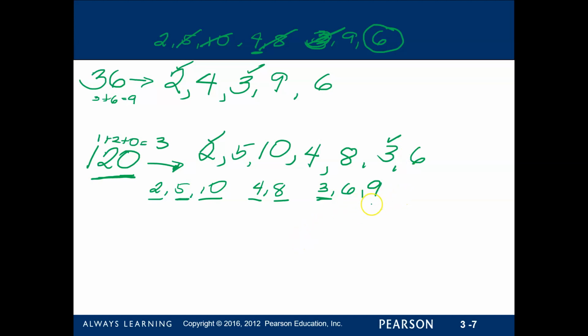Now, when it comes to 9, what is the rule for the divisibility of 9? The sum needs to be a multiple of 9. Remember, the sum should be 9, 18, 27. Unfortunately, the sum of these digits is just 3. So 120 is not divisible by 9. Okay? So that's our example.